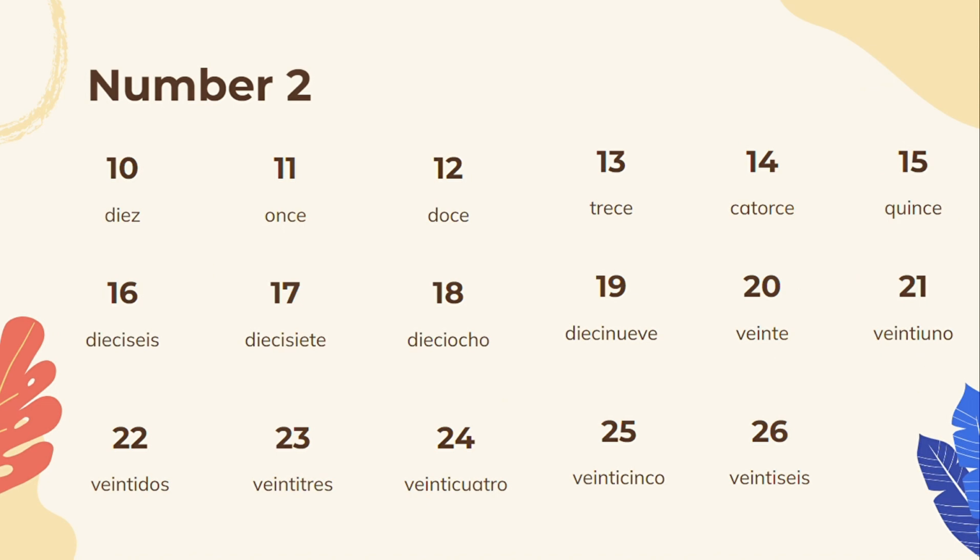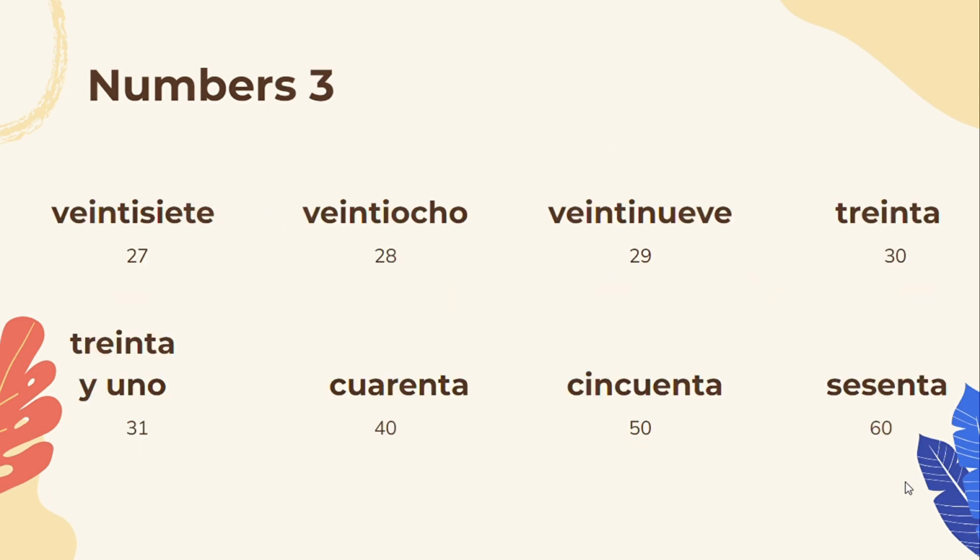diez is 10, once is 11, doce is 12, trece is 13, catorce is 14, quince is 15, dieciséis is 16, diecisiete is 17, dieciocho is 18, diecinueve is 19, veinte is 20, veintiuno is 21, veintidós is 22, veintitrés is 23, veinticuatro is 24, veinticinco is 25, veintiséis is 26, veintisiete is 27, veintiocho is 28, veintinueve is 29, and treinta is going to be 30.